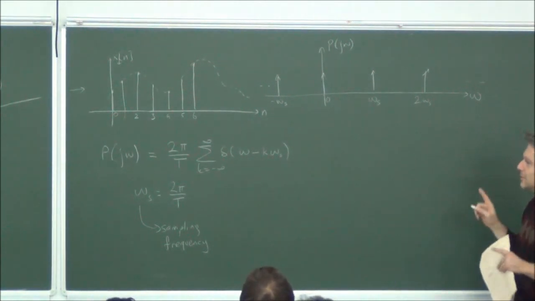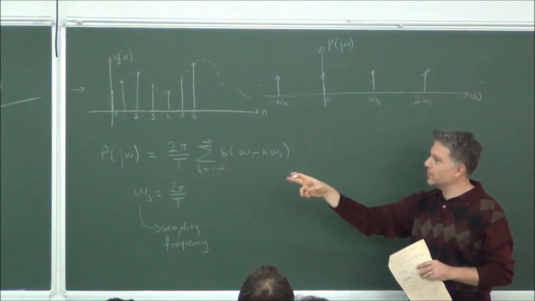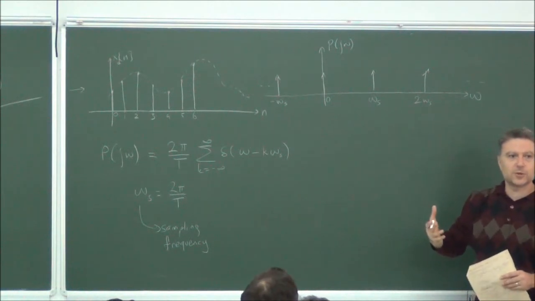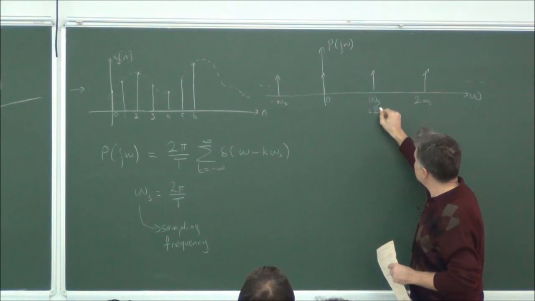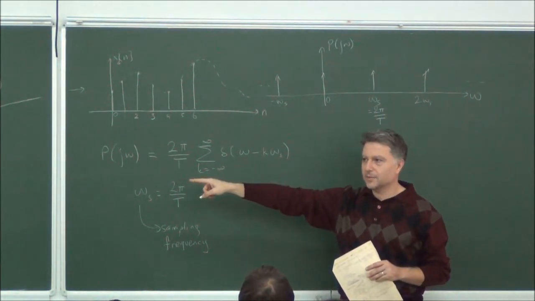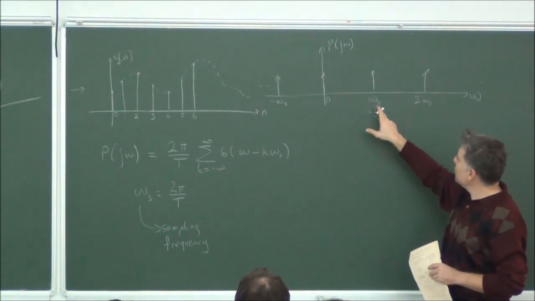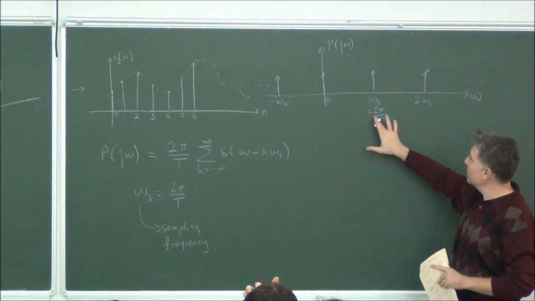And as you see, they are inversely proportional. The separation between two impulses in P of t and the separation between these two impulses are inversely proportional to each other. If capital T is very small in that expression, very narrow sampling, then these omega s values will be very large because it is 2 pi over capital T.